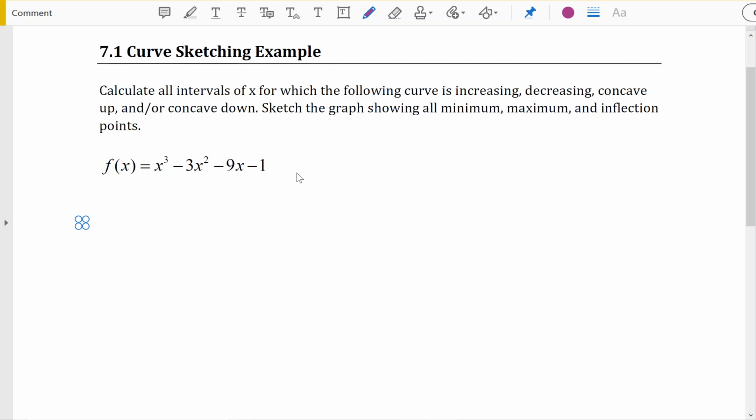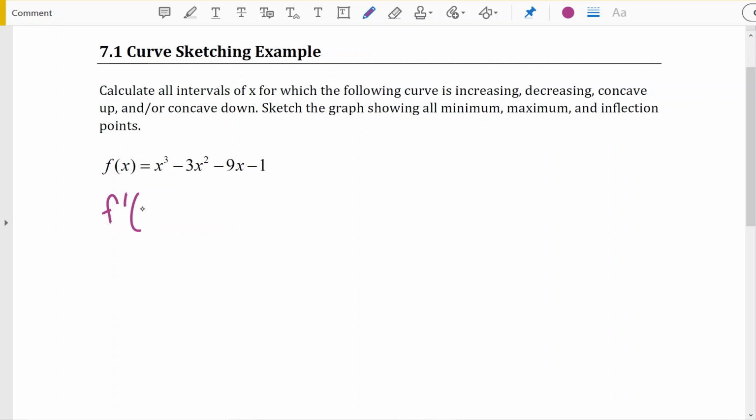Let's walk through an example of curve sketching. So we're going to calculate all of our min-max, we're going to calculate our inflection, and we're going to find the intervals over which the graph is increasing or decreasing, and concave up or concave down.